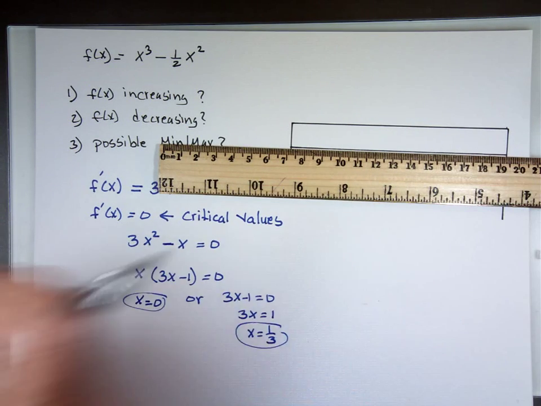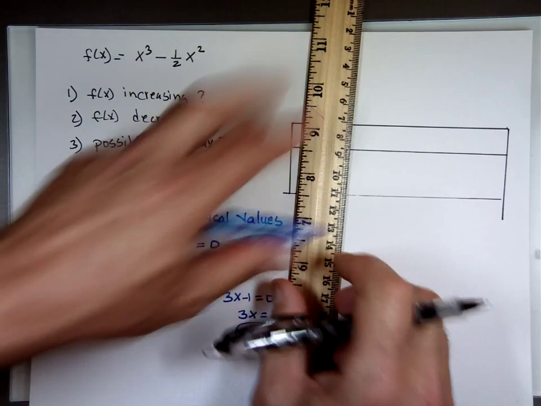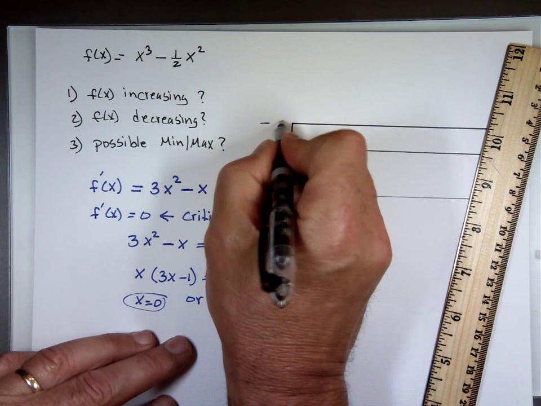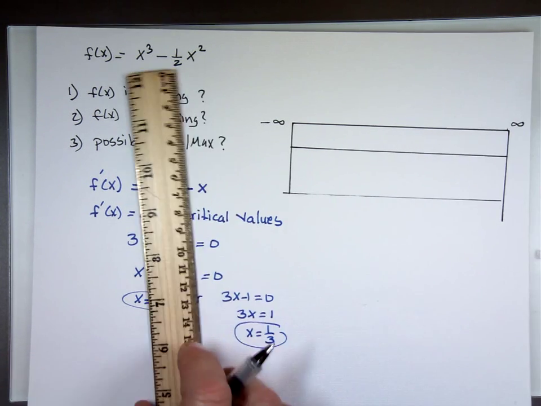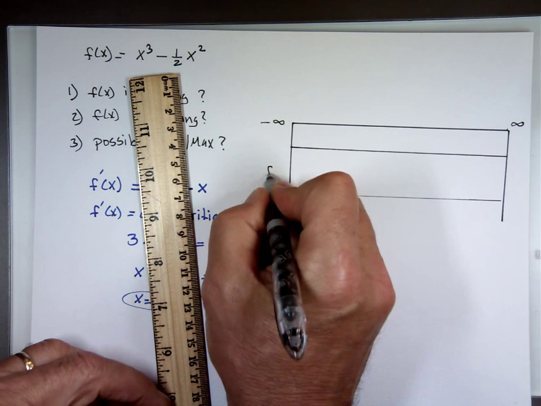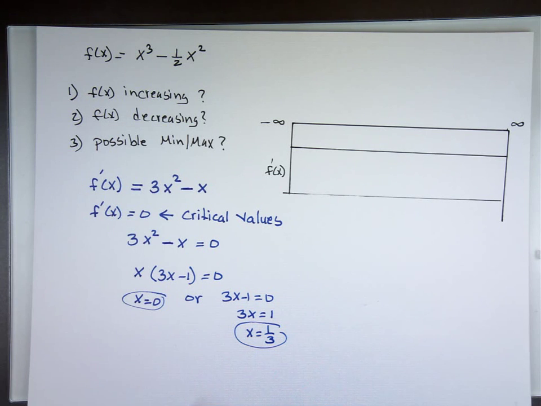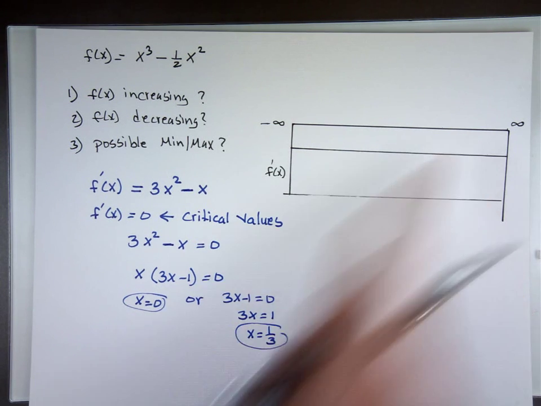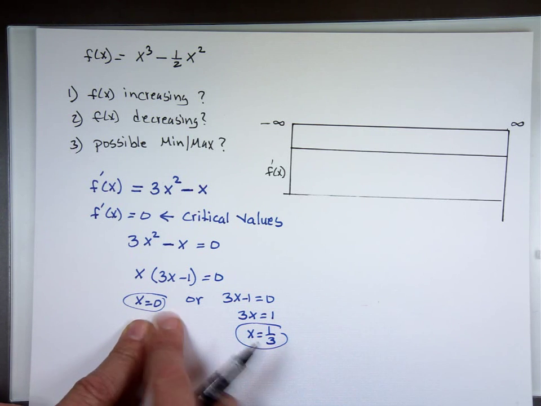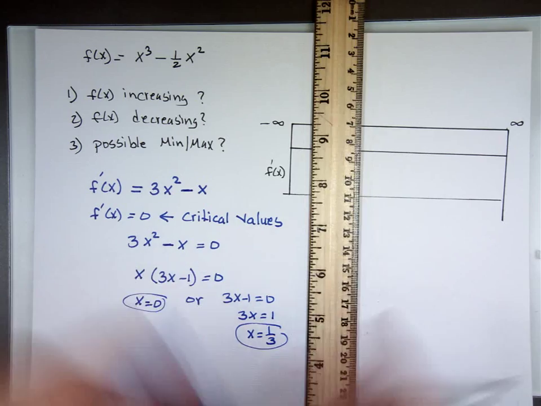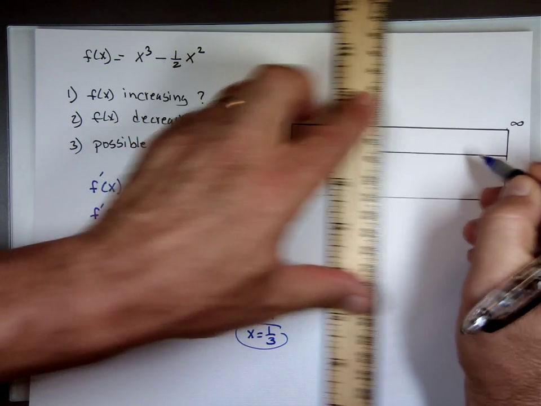So now let's look at the first derivative. This is negative infinity here. This is infinity. So here we go, the first derivative, and that should tell me everything I need to know. I'm going to take this and break it down to 3 parts. Why 3 parts? Because I found 2 critical values. One at 0, one at 1/3. So this is the 0, and this is the 1/3.